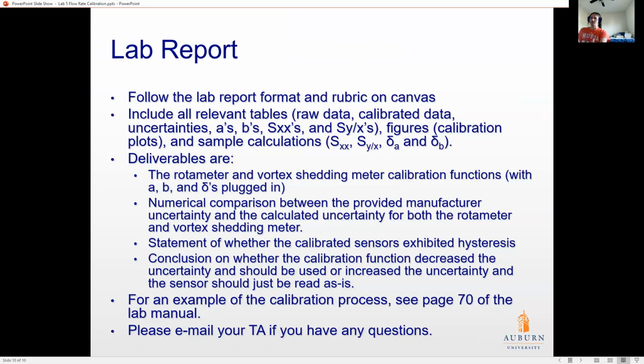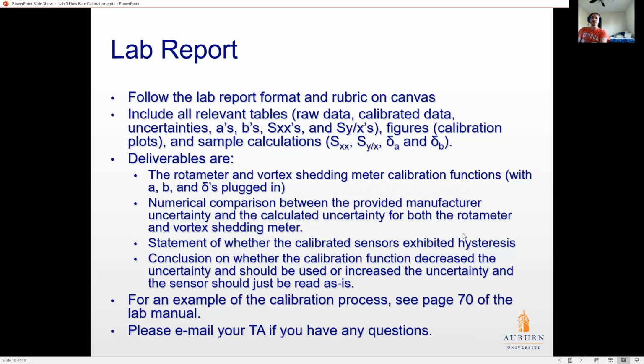Then, of course, your procedure, the steps that were taken to perform the experiment. How far apart were your data points in general? How many data points did you take? When you see the data, you'll notice that we started from a high flow, went to a low flow number, and then back to a high flow number. Make sure you talk about how we did that.